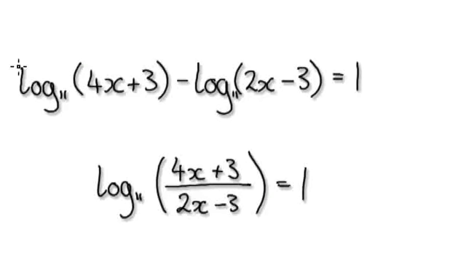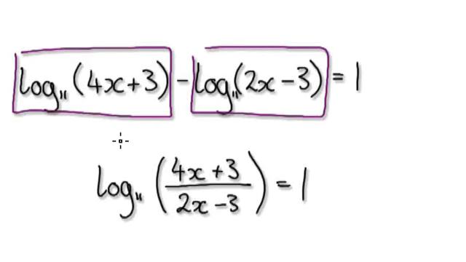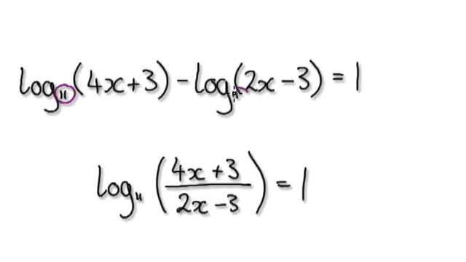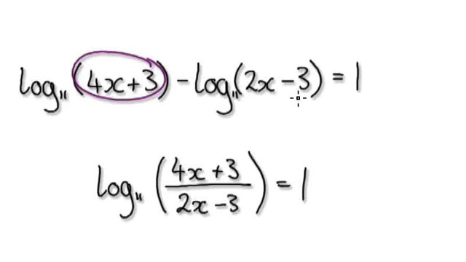To solve this, visualize it as this thing here. You've got one block taking away another block, because you've got one log taking away another log. When you do that, make sure the two bases are the same. Because you've got one block taking away another block, you can merge the two together. So it boils down to this thing divided by this thing.